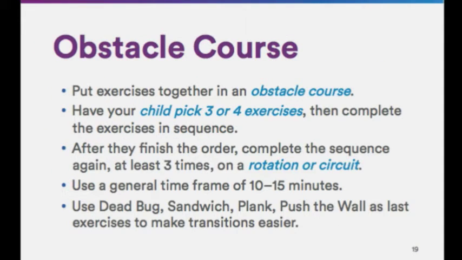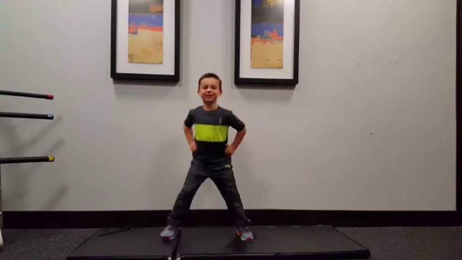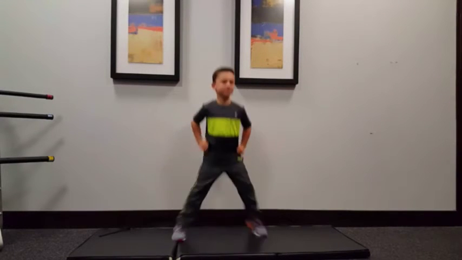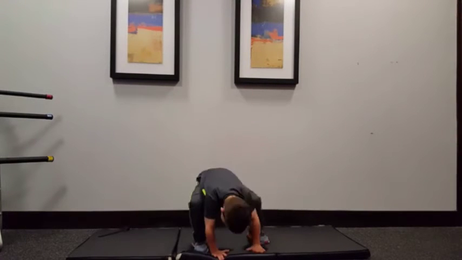Now that you've learned some different exercises to do, the idea behind the sensory diet is putting those exercises together in something like an obstacle course. A lot of times I'll have kids pick 3 or 4 different exercises, and then we complete them in sequence like a circuit. So maybe they might do jumping jacks and frog jumps and a plank pose followed by a dead bug pose. They're doing them in order, and then they may repeat the same sequence 2 or 3 different times.